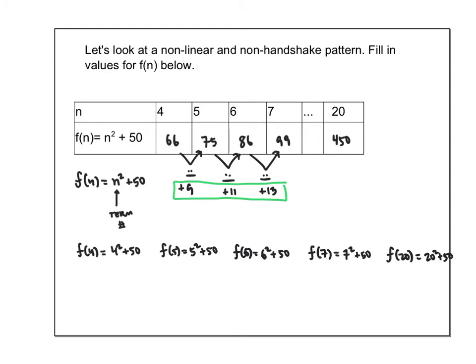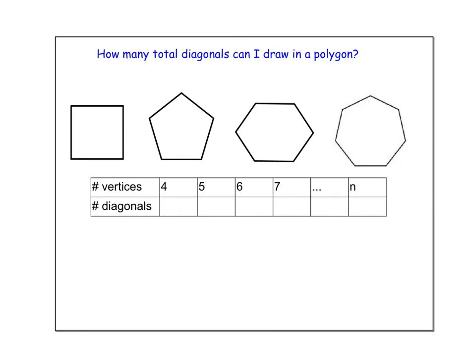Let's look at a few more examples with handshake patterns. Okay, let's take a look at the next example. How many total diagonals can I draw in the following figures? So in a figure with 4 vertices, how many diagonals can I draw? Well, a diagonal is any segment that connects non-consecutive vertices. So I could draw 2. Here, I can draw 1, 2, 3, 4, and 5.